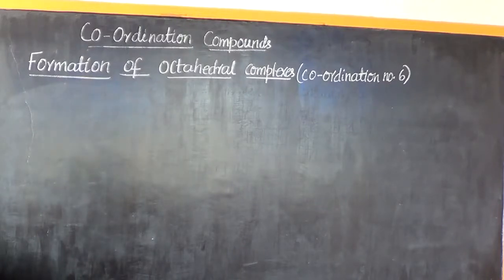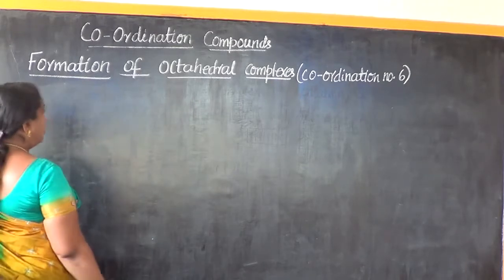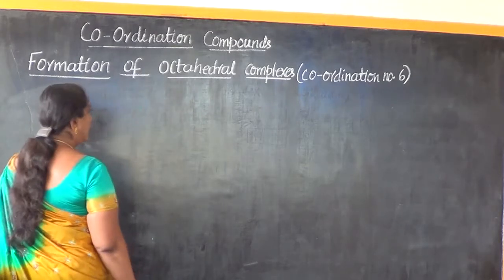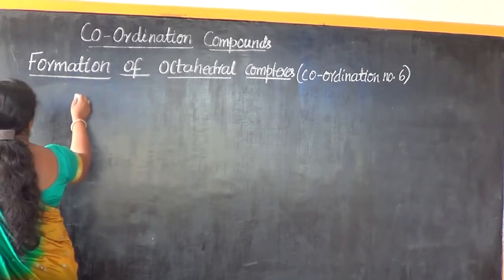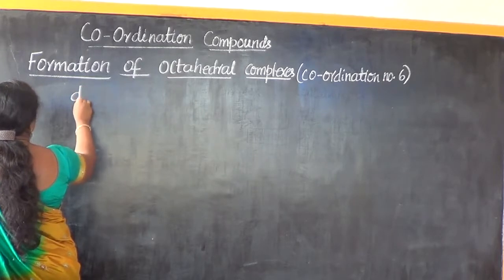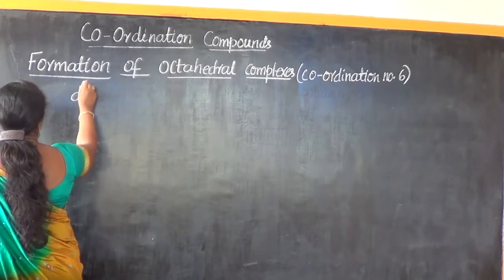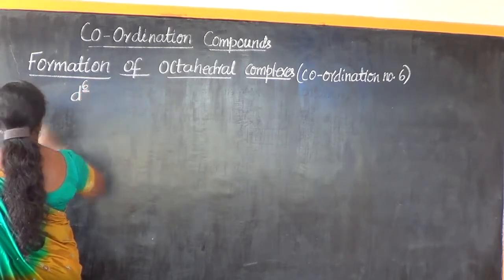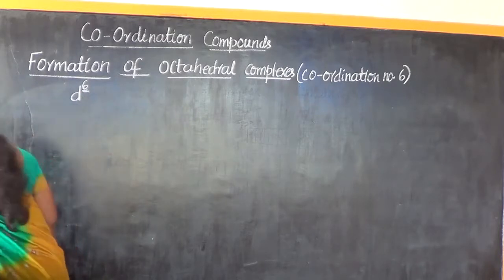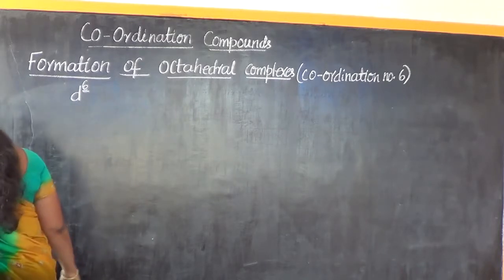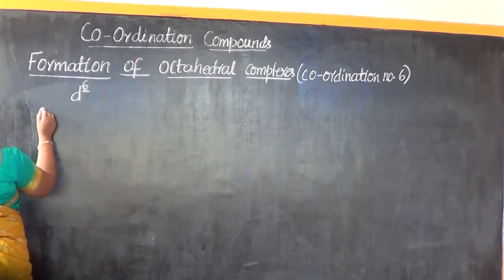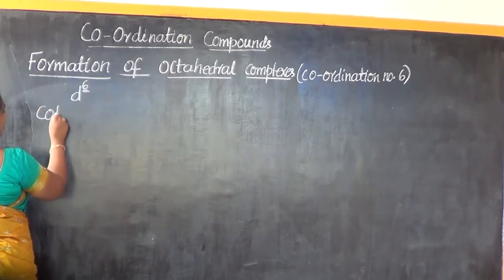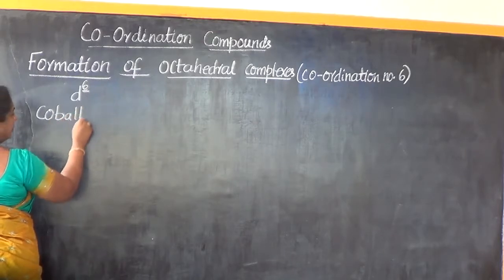In this video lesson, let us continue to understand about the formation of octahedral complexes. In this case, let us understand regarding those complexes which contain 6 electrons in the orbitals of d. Let us take up the example of cobalt.